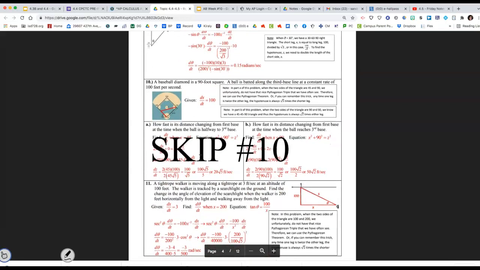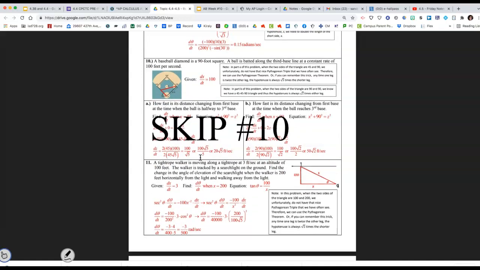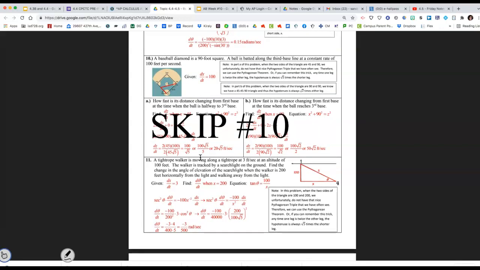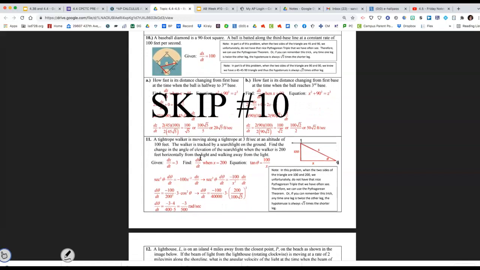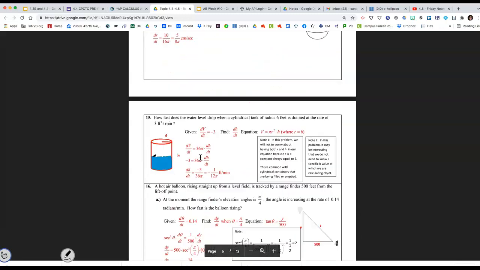Number 10, the baseball field one, you can skip. It's not a bonus level. It's just kind of a dumb problem. You would never do this for baseball running around the bases, so it's just kind of stupid. So I'm going to take out number 10, A and B. And this is on the key. I didn't know if you would know what it was.